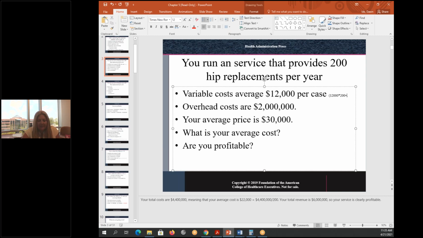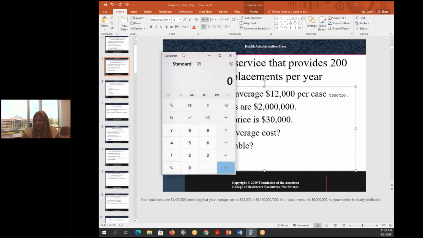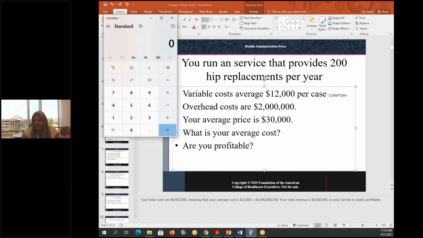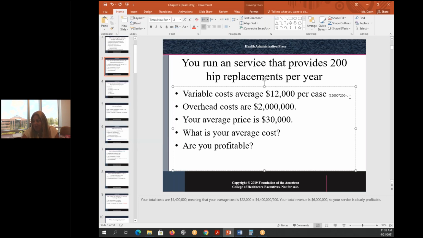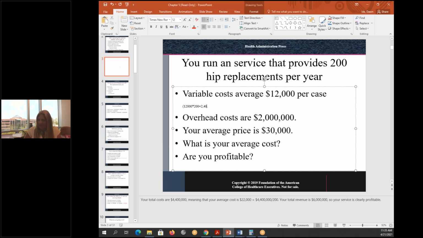So if we already know we have to do it, why not just do it, right? So 12,000, and here's my calculator. Let me pull this over here so you guys can see it. 12,000 times 200 equals $2,400,000. Gosh, that's a lot of money. So $2,400,000, and that's your total variable costs, right? That's a lot of money.